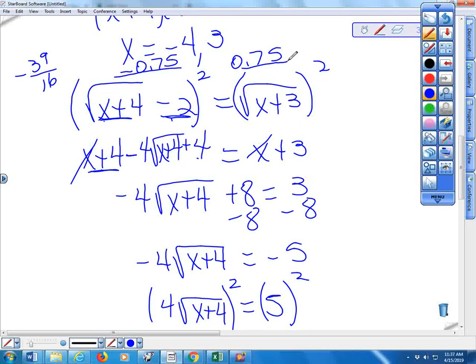It's wrong. Doesn't work. No solution to this problem. The only answer we got is extraneous. You have to check it. If you did all this work and you got that answer of negative 39 over 16, I'll give you 3/4 of a point. But if you didn't go back and check it and tell me there's really no solution to this problem, then you won't get that last quarter.